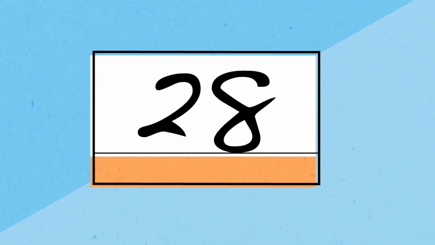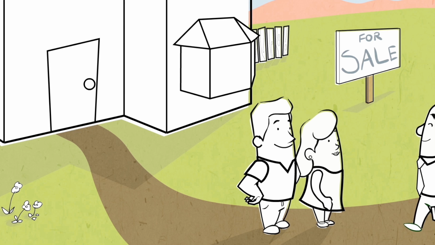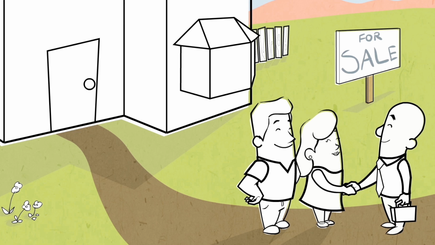The whole process has a fixed timescale of either 28 or 56 days to complete, depending on the auction method. The process is open and transparent, as all of the information is readily available.